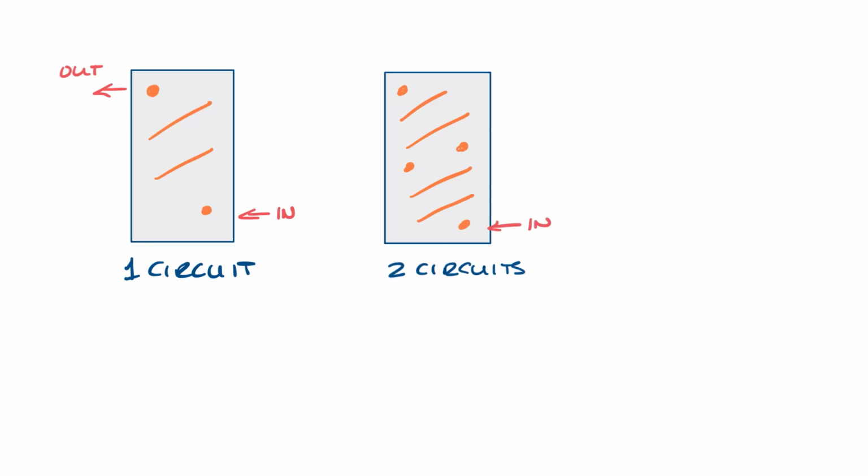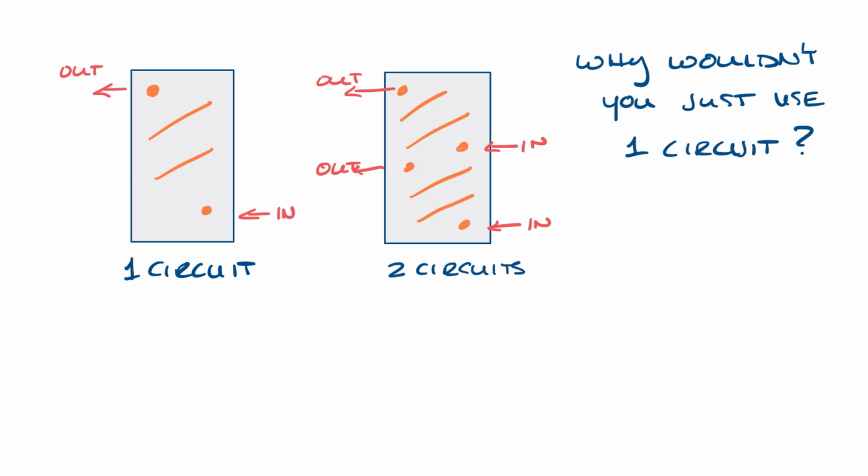Okay, in my last video, I showed 1 and 2 circuit water coils. So let's draw those in right now. 1 circuit and the 2 circuit, and let's show the water in and the water out. So then the question today is, why wouldn't you just use 1 circuit?